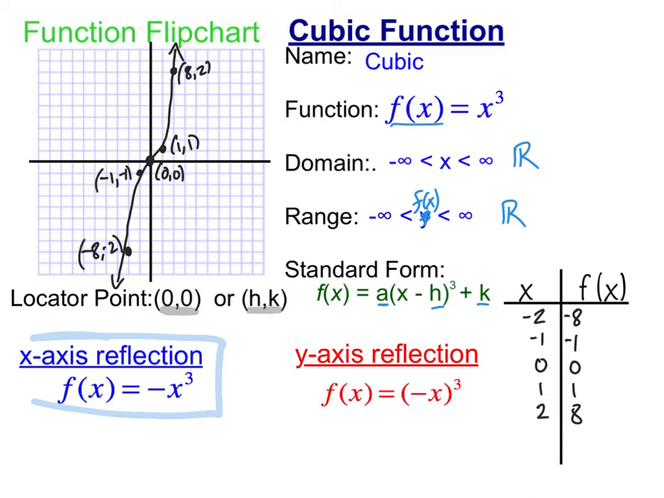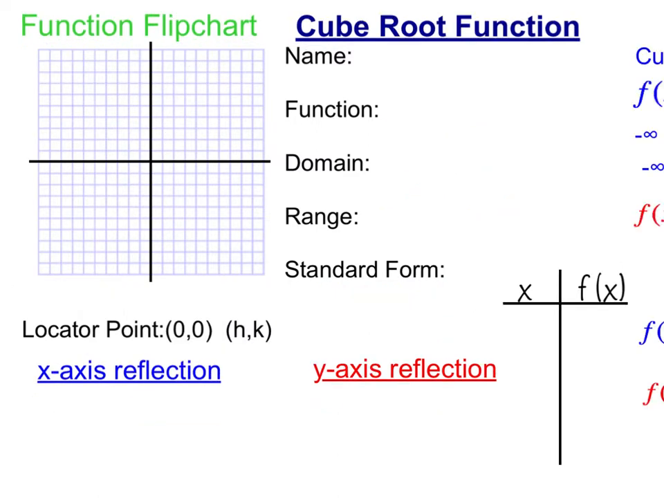All right, and again, this table is your parent function table. You use those coordinate points in order to translate and stretch and compress and reflect. And lastly today, here is the cube root function. Its name is cube root. The function is cube root.